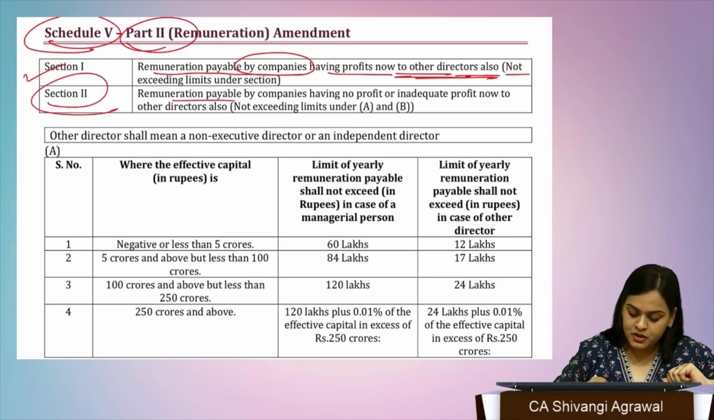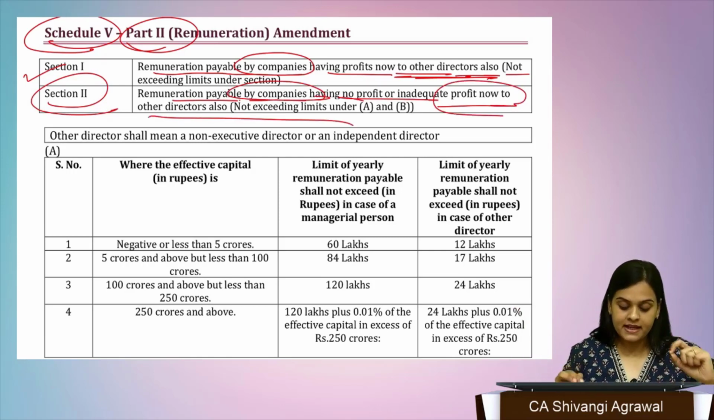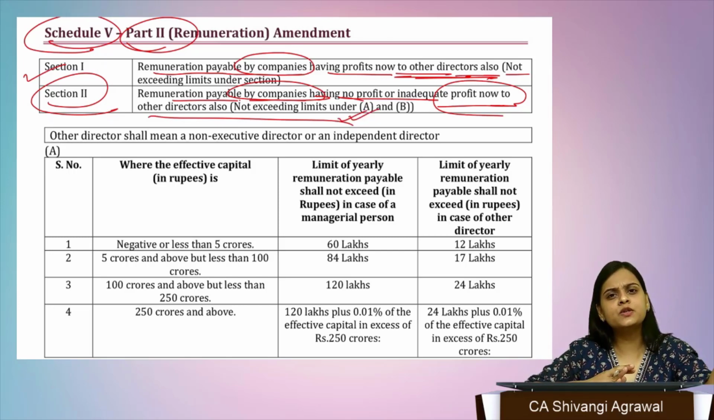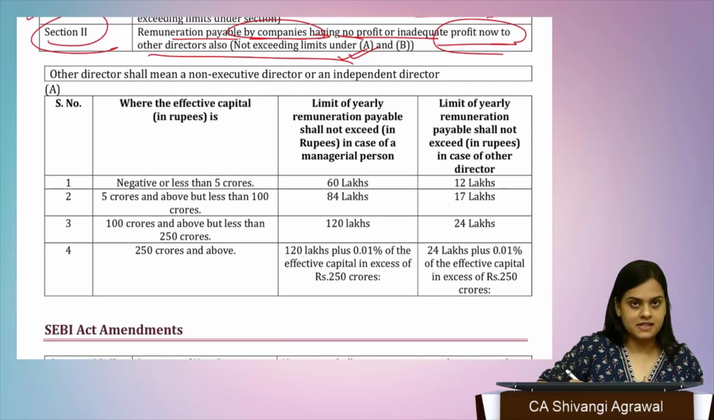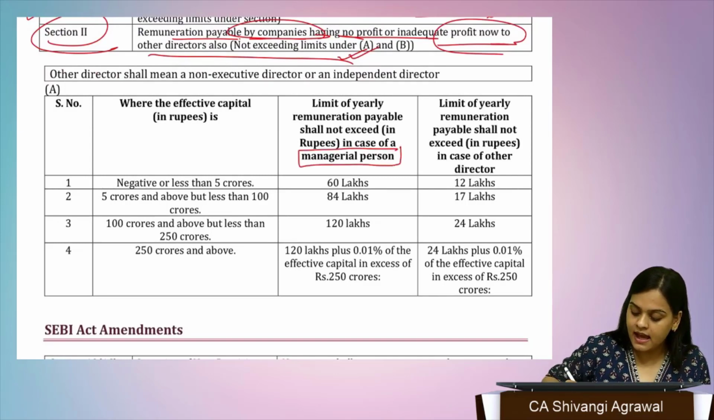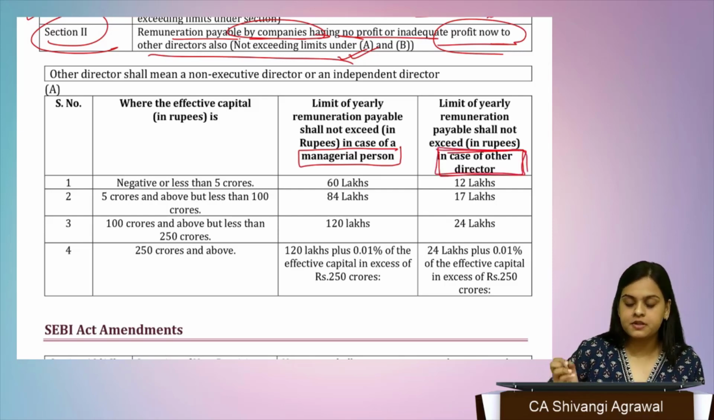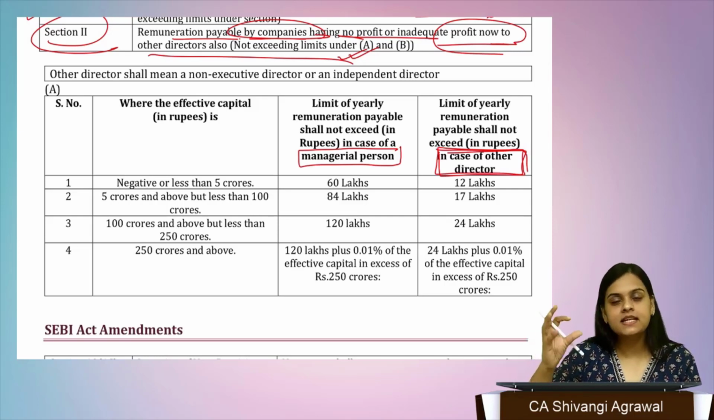Section 2: remuneration payable by companies having no profits or inadequate profits, now to other directors also, but it does not have to exceed the limits under A and B. Exactly the same thing as we used to read for managerial personnel, right? So the same thing here also, it's just that the limit is different. The limit is different for managerial personnel and for other directors, because obviously managerial personnel means someone who is working in full-time capacity in that particular company.